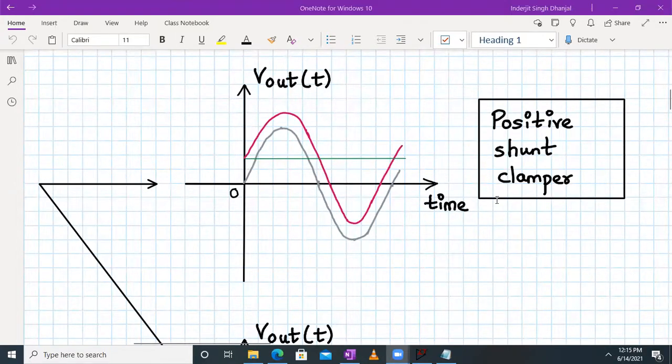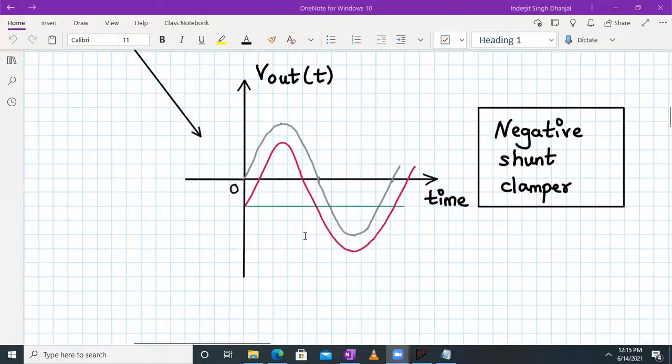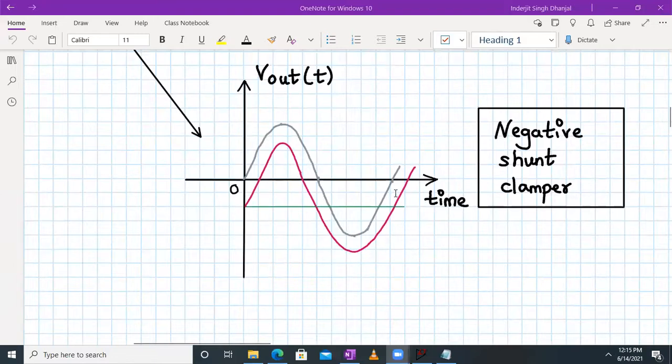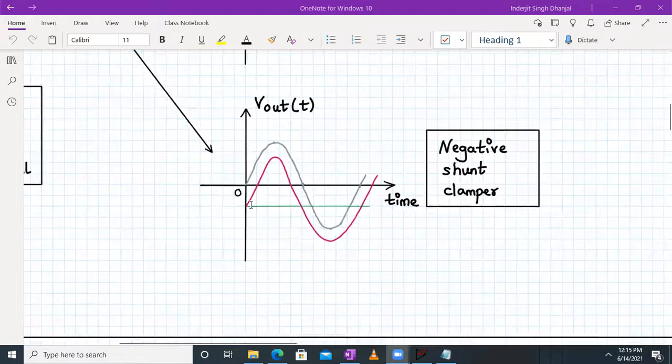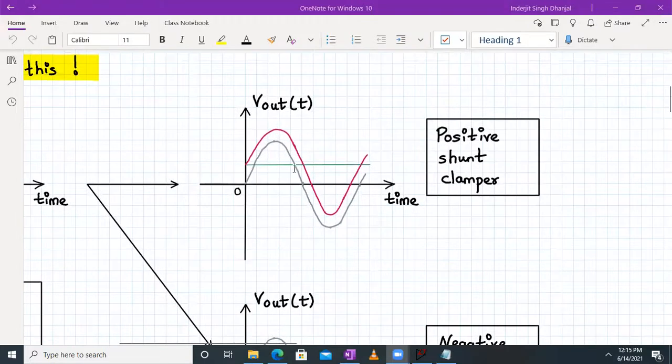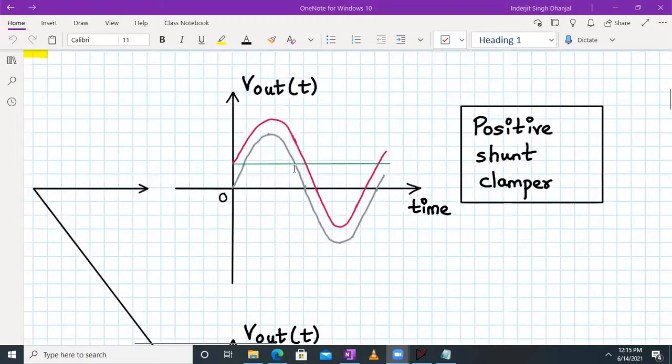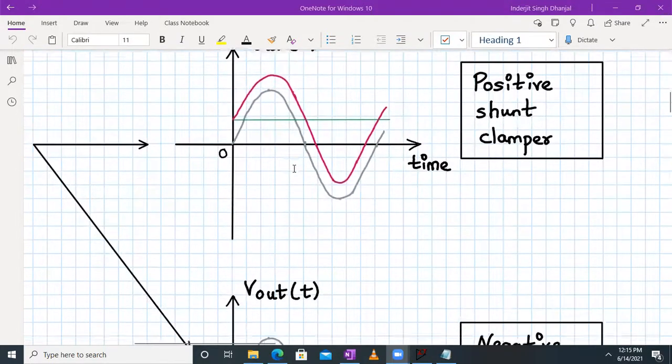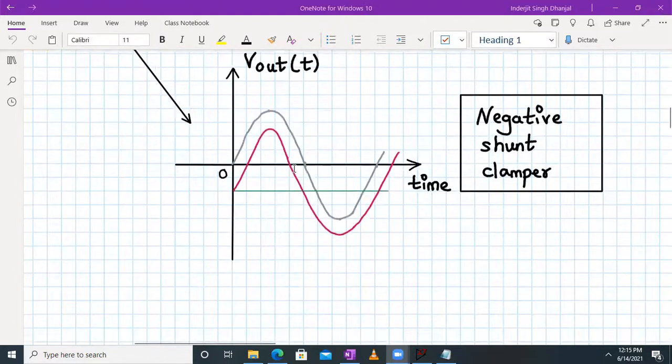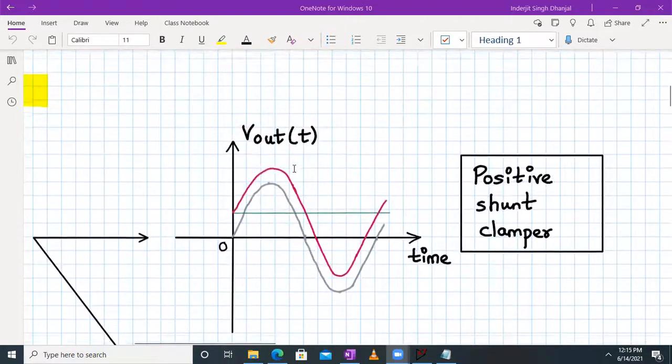This type of clamper is called a positive shunt clamper. The output waveform can also be shifted down by a negative DC level, and that type of clamper is called a negative shunt clamper. So in both scenarios, the DC level of the output waveform is shifting towards the positive value or towards the negative value. That is what the clamper does.